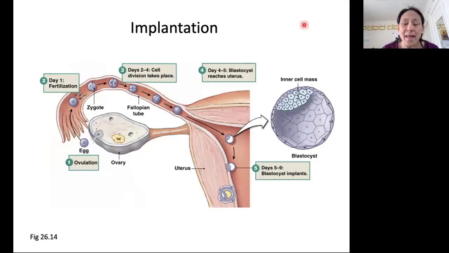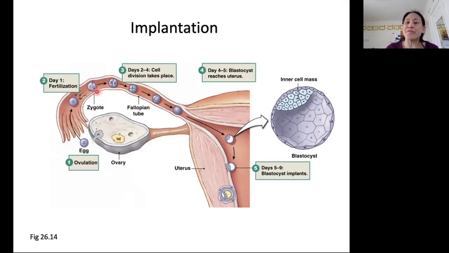Okay, so this slide shows what happens from the time that the egg is released from the ovaries to the time that the embryo implants in the uterus of the female. So let's take a look at that. Remember that the egg gets released during ovulation. After it gets released, it enters the fallopian tube where it gets fertilized and becomes the zygote.